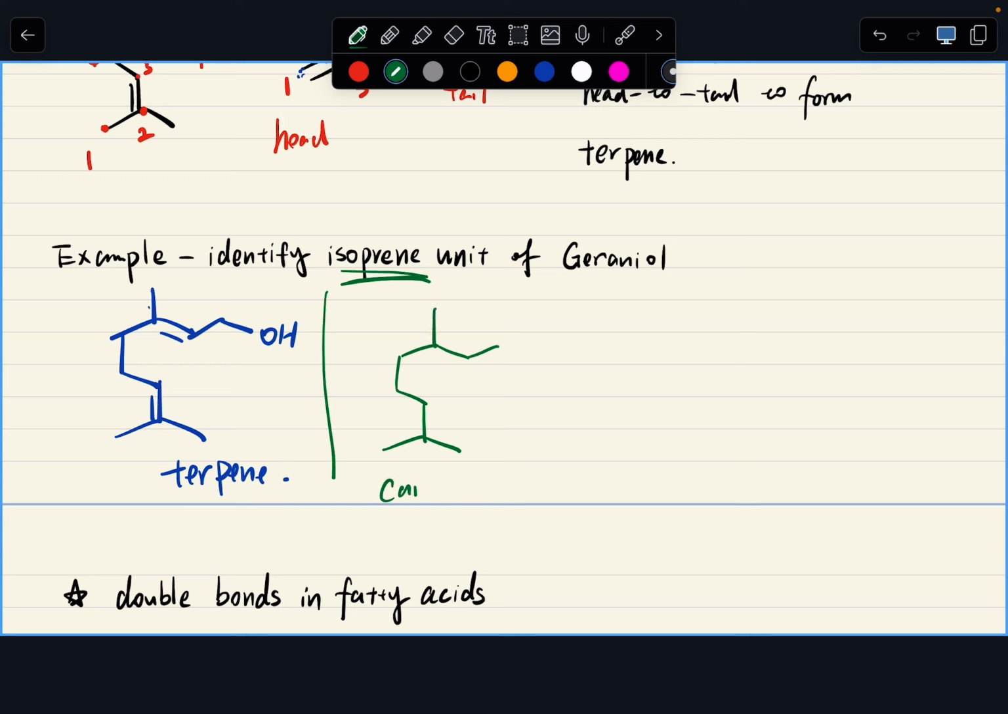All right, so this is the carbon skeleton of this linear molecule.